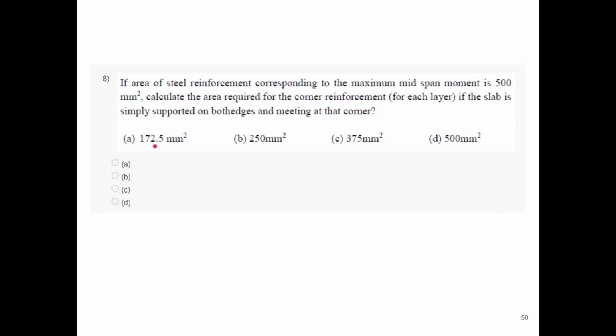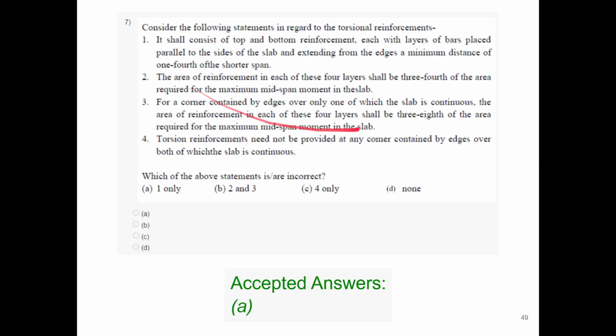What should be the area required for the corner reinforcement at each layer? Should it be 172.5 millimeter square? Should it be 250 millimeter square? Should it be 375 mm square, or should it be 500 mm square? So if you see here, the area of reinforcement in each of these four layers shall be 3/4 of the area required for the maximum midspan moment in the slab. So it should be 3/4.